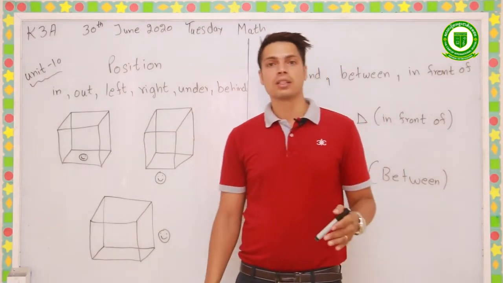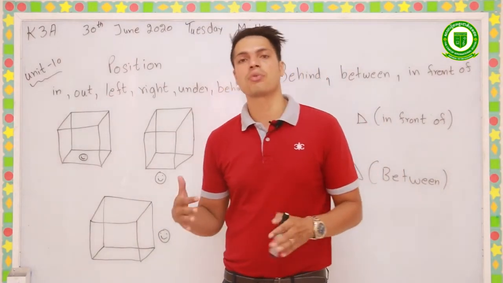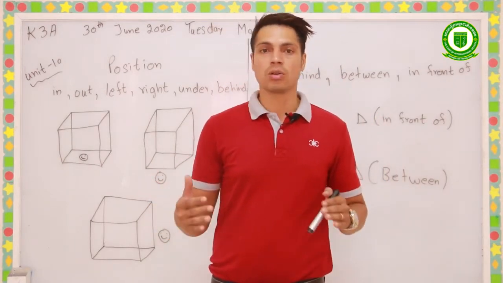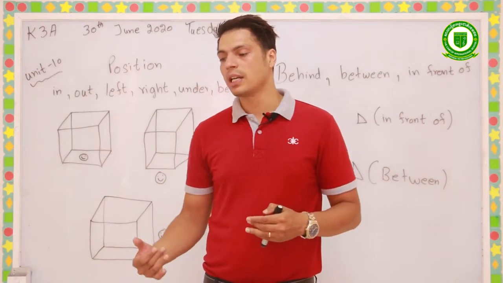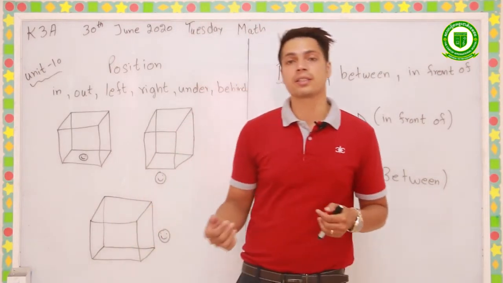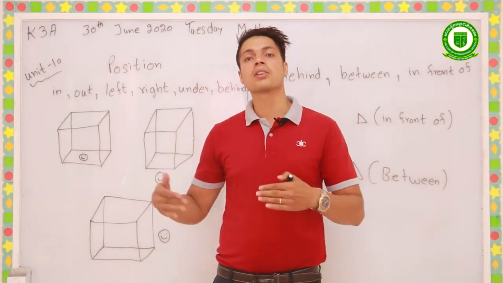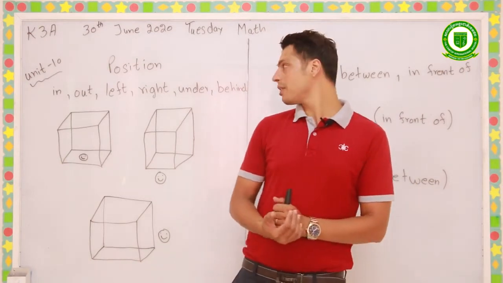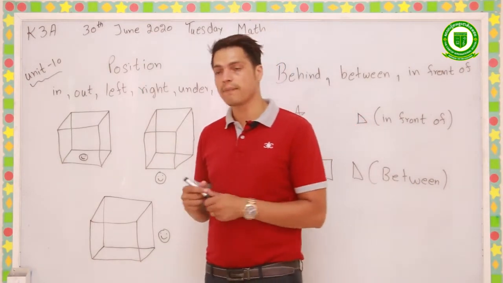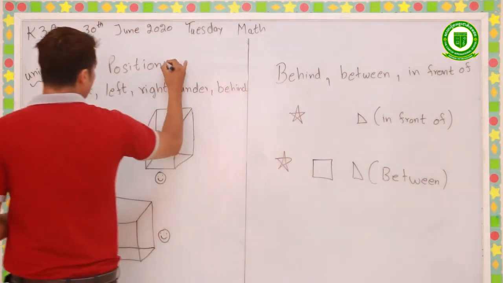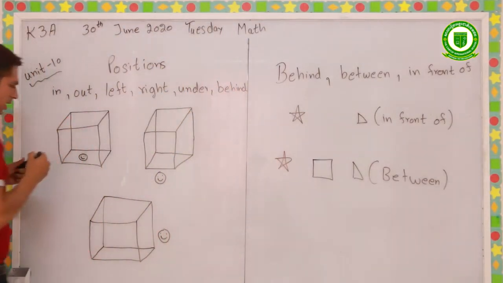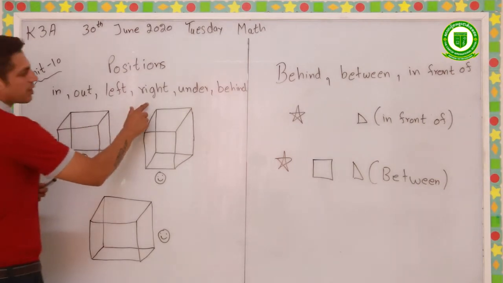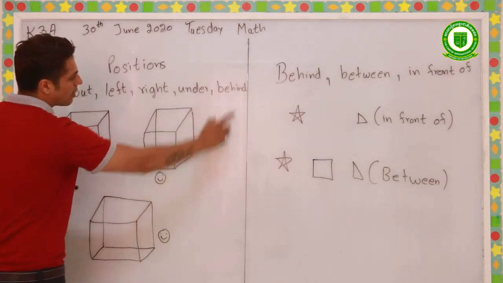Last week we learned about counting from 1 to 15 in words and in numbers, and how we number things and arrange the numbers in correct order. Today we will learn about positions. We will learn about in, out, left, right, under and behind.